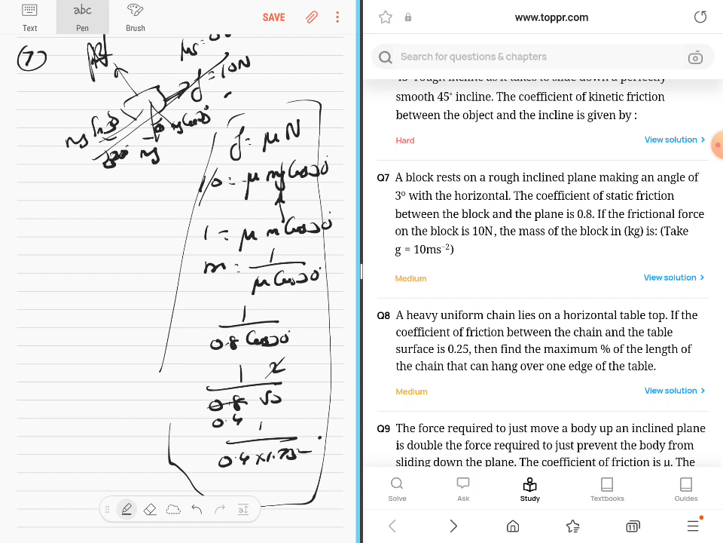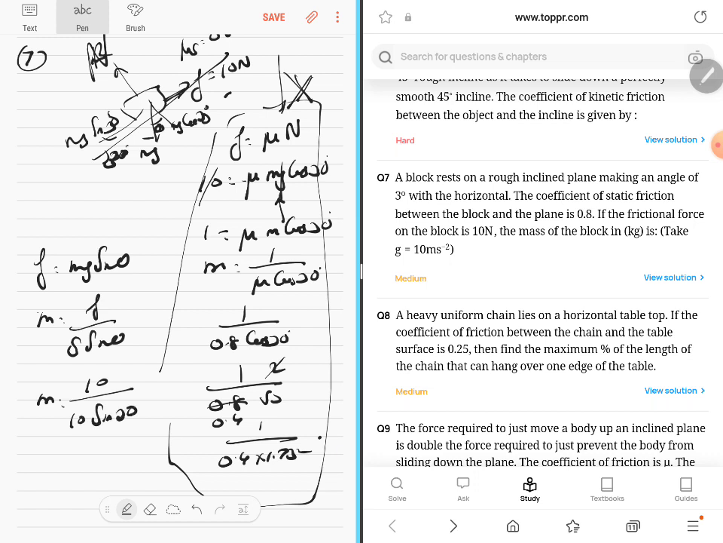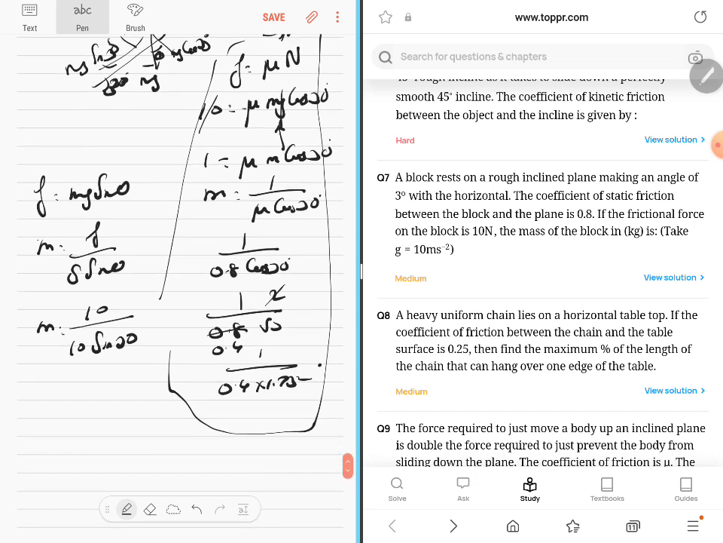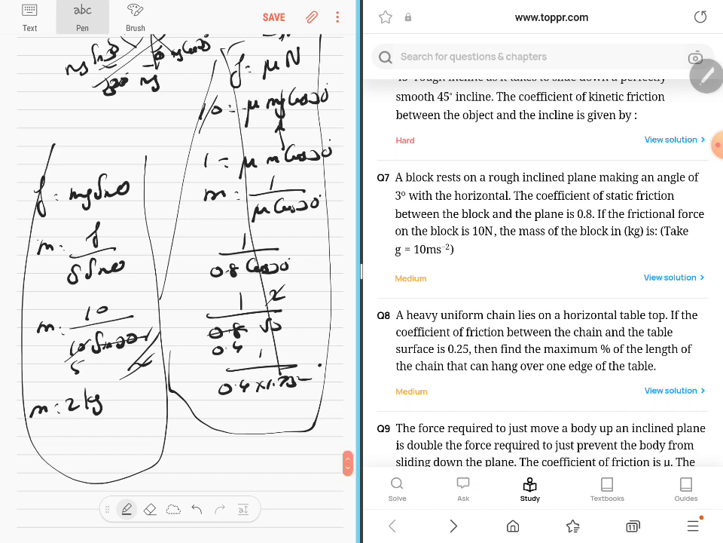But my answer is wrong. I'll tell you why. Because they haven't said it's moving, so they are saying F is equal to mg sin theta. Frictional force itself is not taken like this because it is not accelerating. F is equal to mg sin theta. So m is equal to F by g sin theta, and F itself is the frictional force, which is 10 Newton, by g is 10 into sin 30, and sin 30 is nothing but 1 by 2. So then therefore mass is equal to 2 kg. So this is the way they are finding, and my thought is completely wrong.